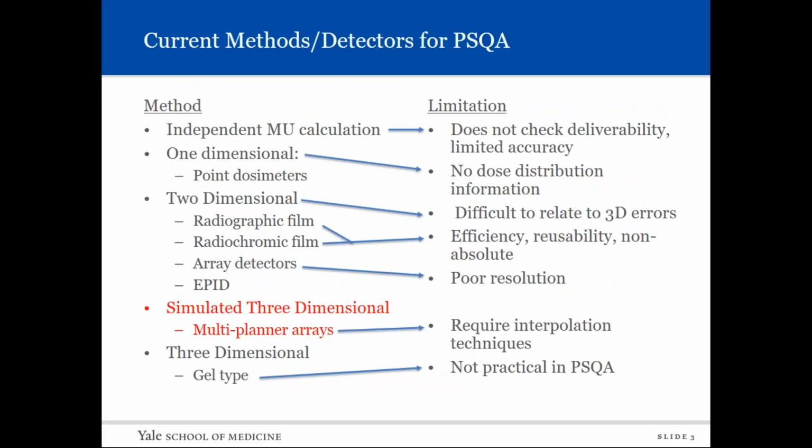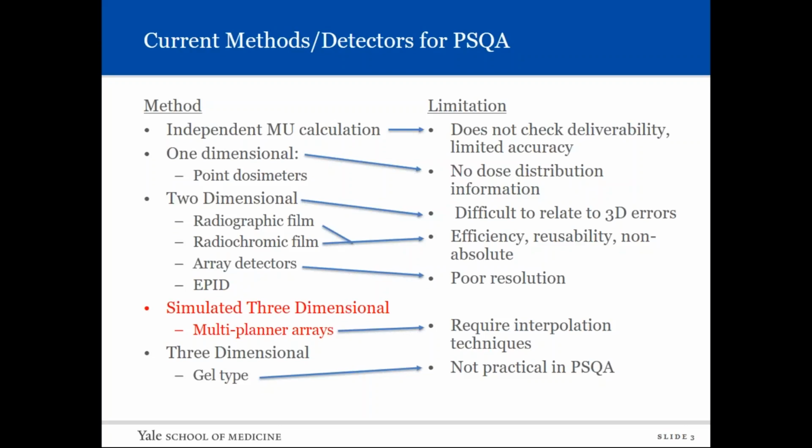This list orders from least complex to most complex. The least optimal independent check would, of course, be a hand calc or an MU calc. These methods do not check the deliverability of the beam, for one, and they're generally less accurate than your TPS system. We move on to just the point detectors. Although these can provide you with a highly accurate absolute dose, they yield no information about the dose distribution.